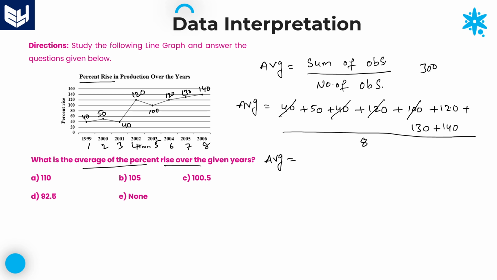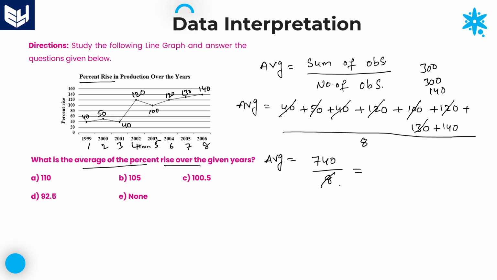And next one, here 120 plus 130, it is 250. 250 plus 50, 300 again. Finally you will be left over with 140. Now 300, 300, 600, 600 plus 140, which is 740. 740 divided by 8. Now you can calculate this value.